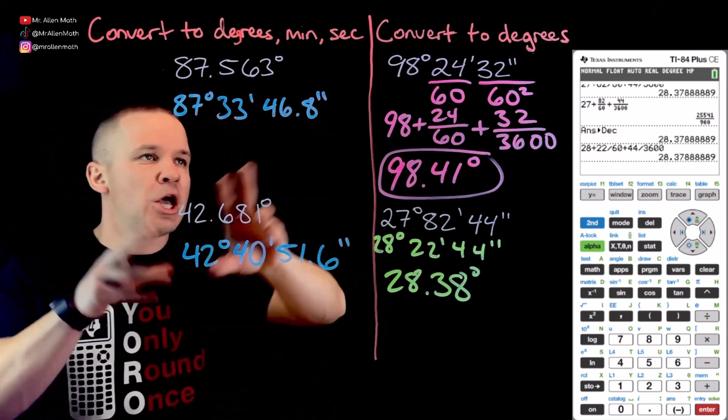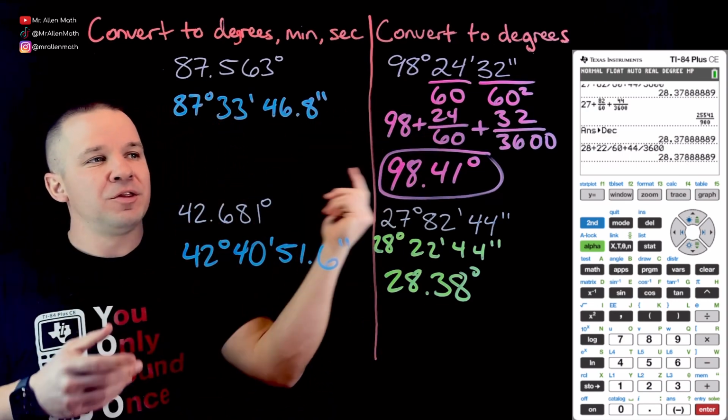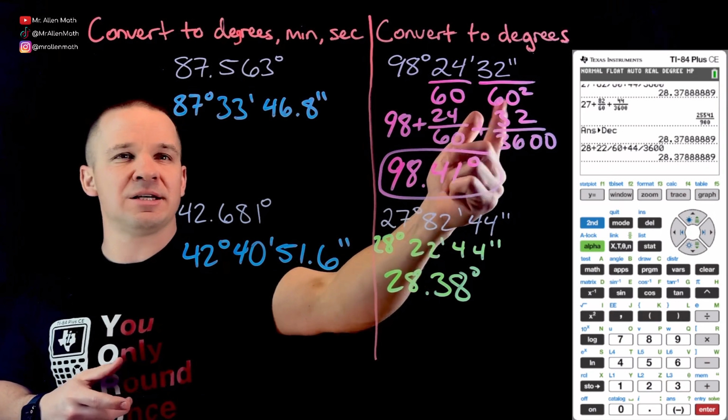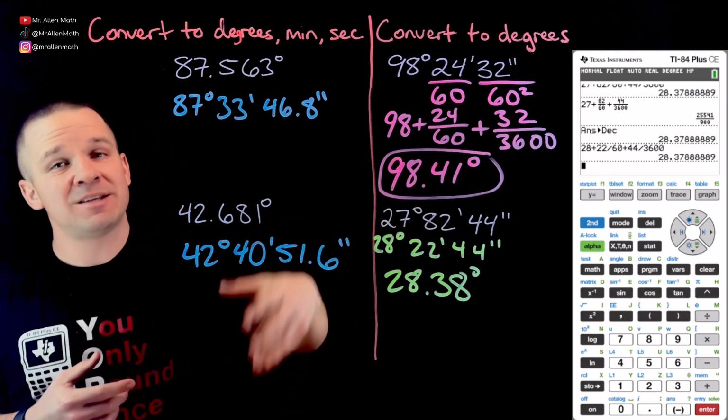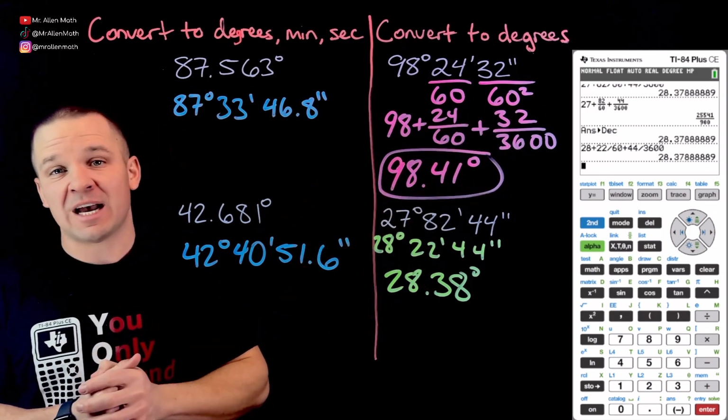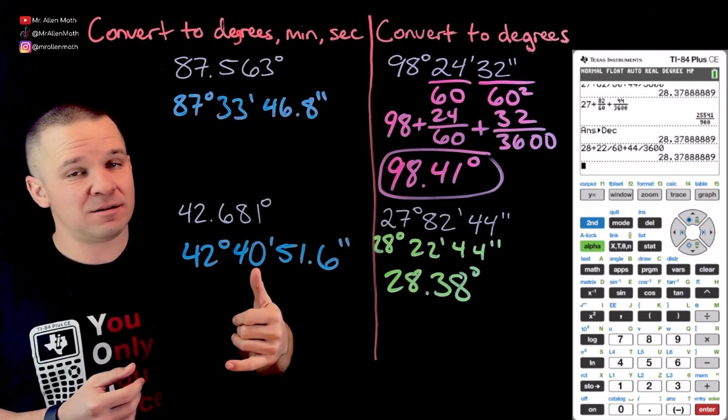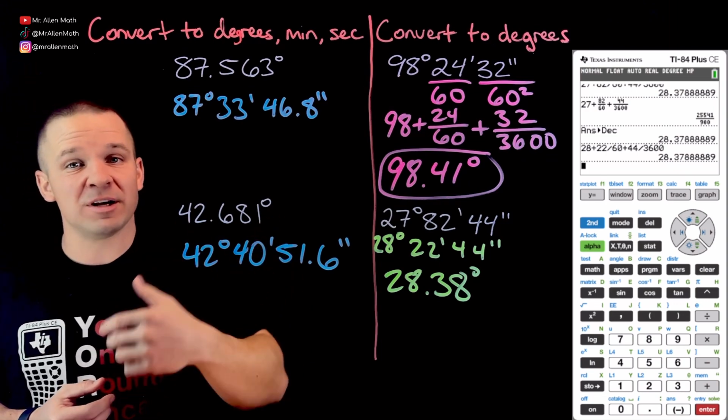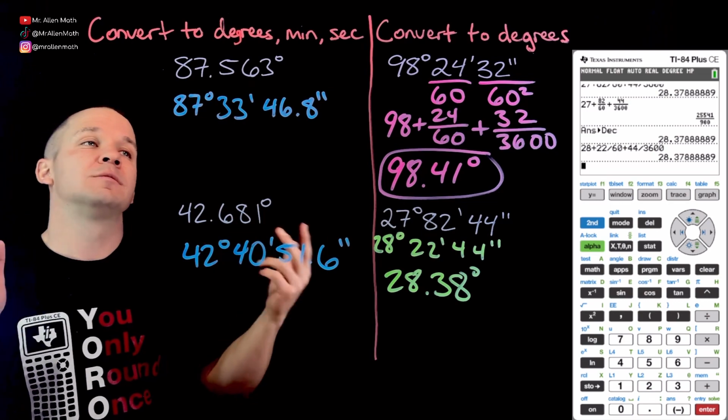We got ourselves some nice converting back and forth. This is the part that I think a lot of kids forget, the 60 squared. It's because you're dividing by 60 twice when you're in your seconds. You got 60 seconds in a minute, 60 minutes in a degree. 60 squared. Enough with the 60s.